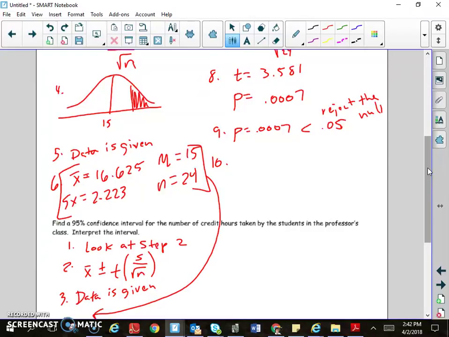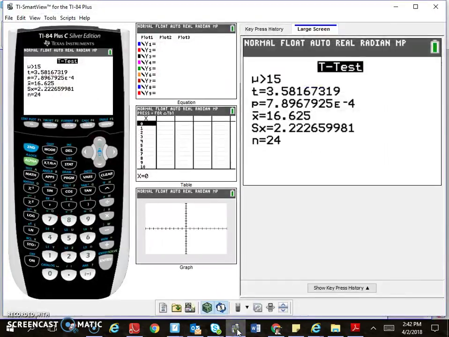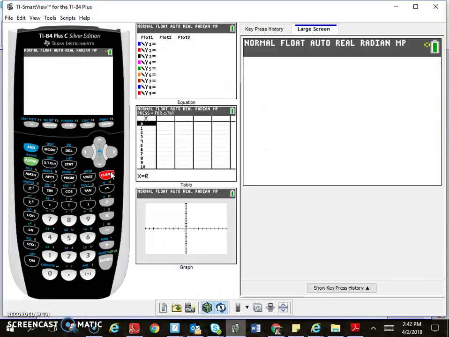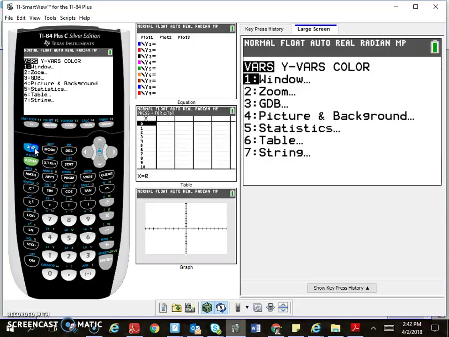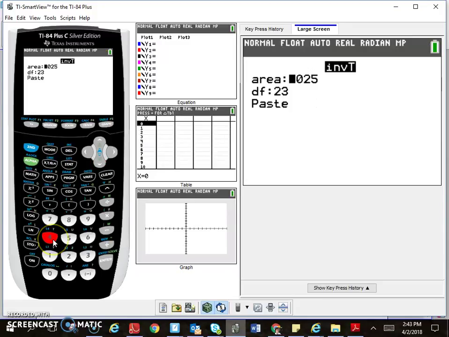Actually, no, it won't be the same because we have to do it based off this confidence interval. So if you follow the steps off to the side, it tells you how to do that. So you're going to clear this out and go to second vars. It says to choose inverse t, so you're going to choose option number 4 now. We're not going to be using inverse norm. So you choose inverse t, and now this only requires 2 numbers. It doesn't require 3 like inverse norm did.